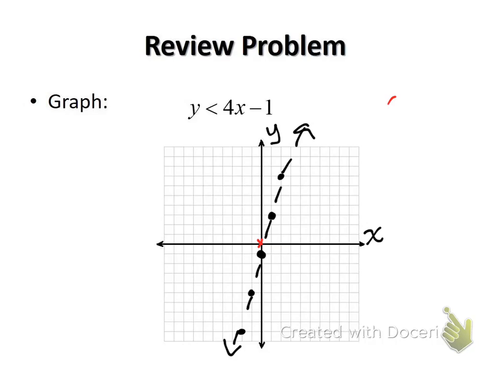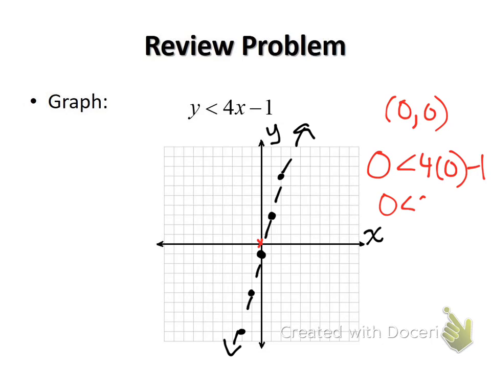Alright, we test the point 0, 0. That means I'm plugging 0 in for the y and 0 in for the x. What is 4 times 0? What is 0 minus 1? Is 0 less than -1? Only one person knows the answer to that. Is 0 less than -1? No, everyone should be able to answer that question.